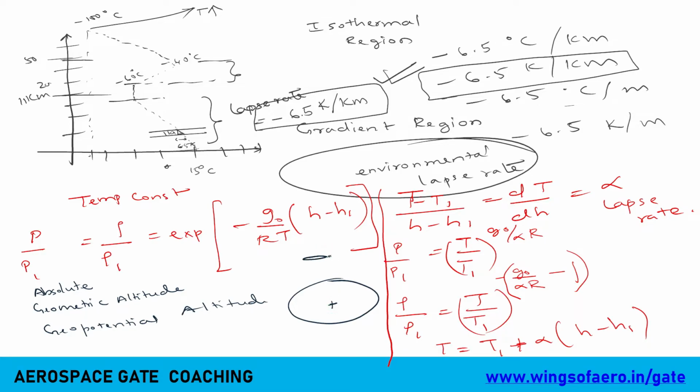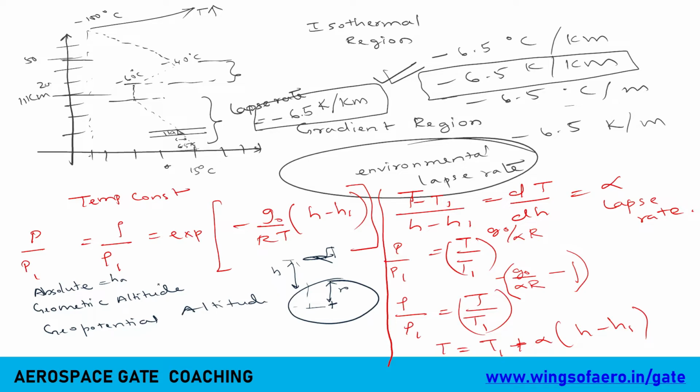So if there is a flight over here, the flight reading will be considered referring from the center of the earth. If the earth radius is, let's consider, r, and this is the height h, then the combination of all is the absolute altitude. Now what is geometric altitude?